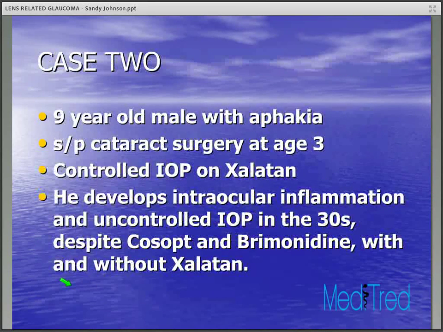Here's another case of a lens-related glaucoma. This one is a 9-year-old, aphakic from a congenital cataract surgery at age 3, long-standing glaucoma but well controlled on Xalatan, and who went to his primary eye care with intraocular inflammation and uncontrolled pressures going in the 30s, despite taking him off and on the Xalatan and adding 3 aqueous suppressants.